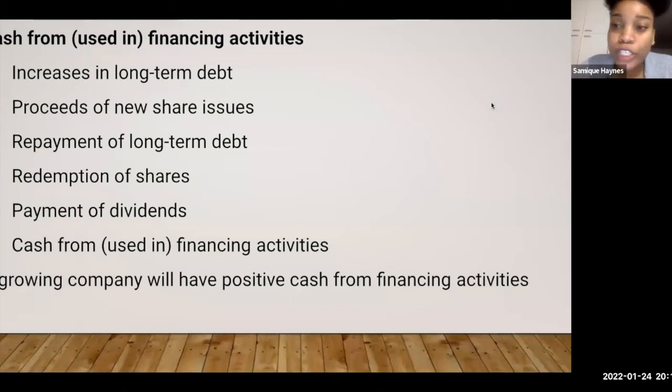So proceeds of new share issues, we talked about that. If we repay any of that long-term debt, now I have the mortgage, but every month I gotta pay the mortgage. That's cash going out of my account. It's gonna decrease my cash, okay? Any redemption of shares, decrease cash. Payment of dividends, decrease cash. And once you go through those, you have your cash from or used in financing activities, okay? A growing company will have positive cash from financing activities.